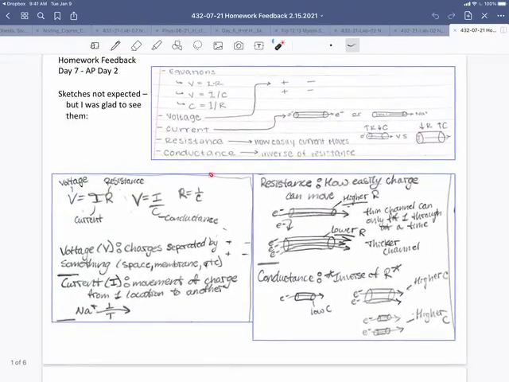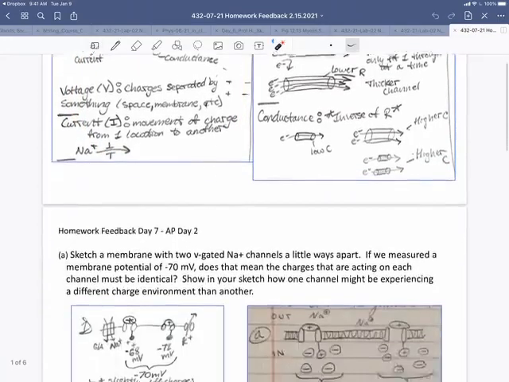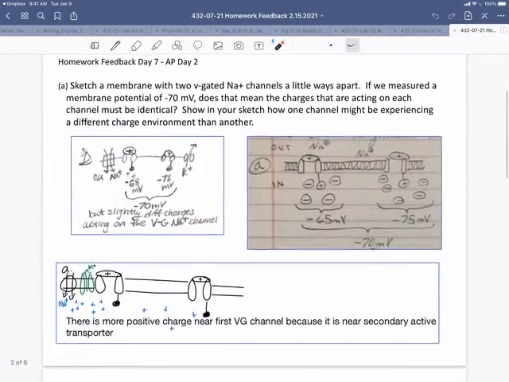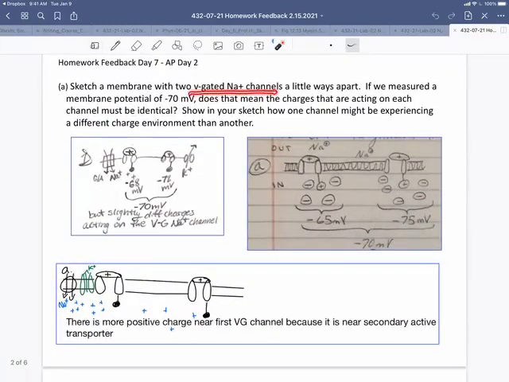And another person who showed the same things with a little more detail. Both of them are just fine. Question A asked for a membrane with two voltage-gated sodium channels a little ways apart. Membrane potential is minus 70. Does that mean the charges are acting on each channel identically?